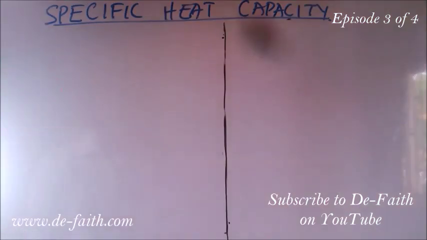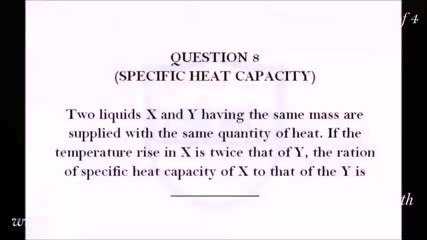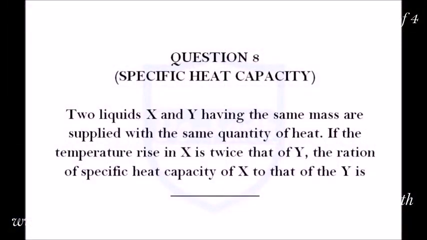Let's look at some technical questions. 2 liquids, X and Y, having the same mass, are supplied with the same quantity of heat. If the temperature rise in X is twice that of Y, the ratio of specific heat capacity of X to that of Y is dash.